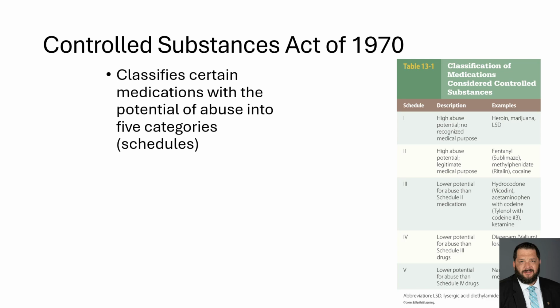For example, Schedule I medications have a high abuse potential with no recognized medical purpose. This includes medications like heroin, marijuana, and LSD. While Class V medications have a lower potential abuse than the other schedule of drugs, but still have some potential abuse and a recognized medical use. For example, some narcotic cough medications.